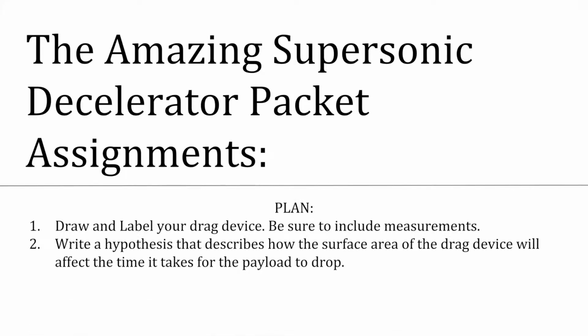The Amazing Supersonic Decelerator assignment had a packet attached to the objective and directions, which consisted of a step-by-step approach to the project. The first section of the packet was plan, and its first assignment in it was to draw and label my drag device and be sure to include measurements. And the next assignment was to write a hypothesis that describes how the surface area of the drag device will affect the time it takes for the payload to drop.